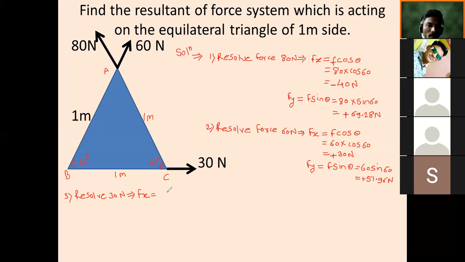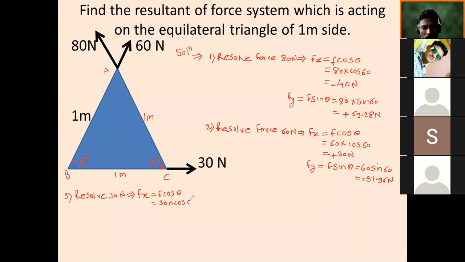What is the angle between two parallel lines? 0. So if the angle is 0 degrees, when you find the Fx component, the formula will be F cos theta. What will be the value of cos theta? Theta is 0, so 30 into cos 0.